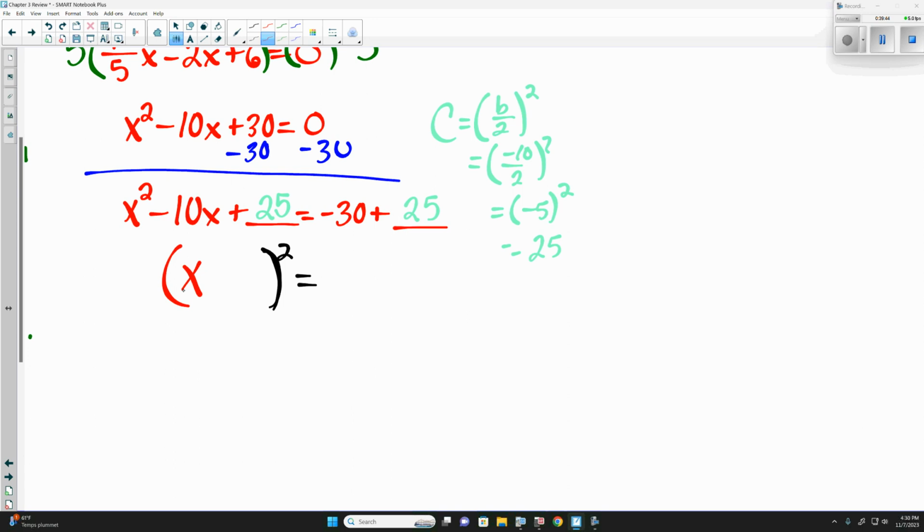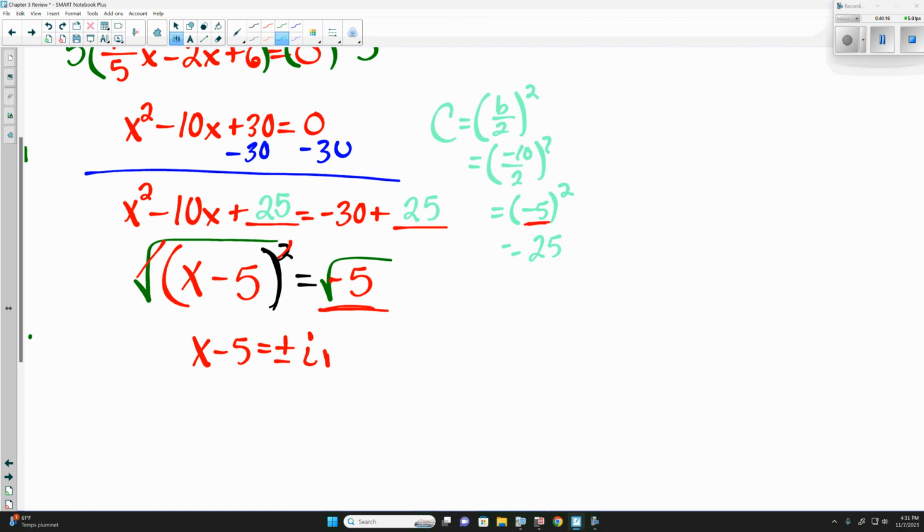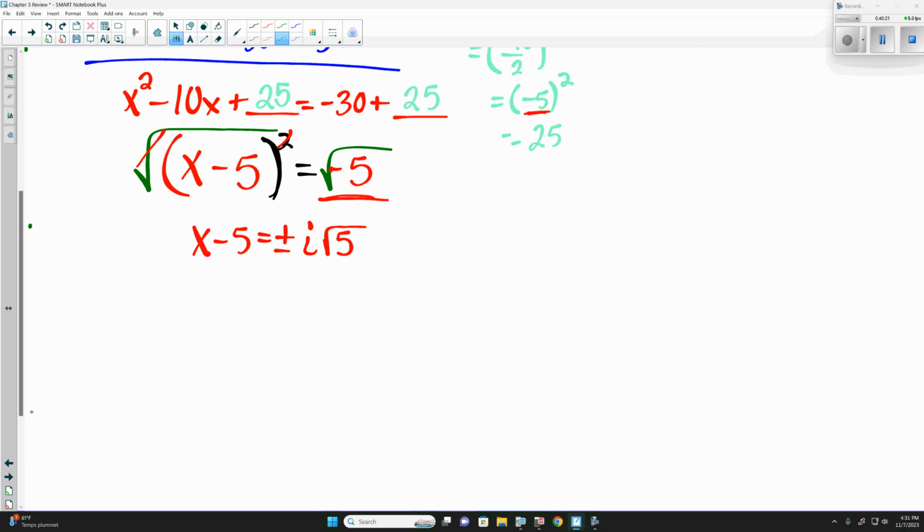So we'll have x. Now the number that goes inside the parentheses when we factor is the number that we have inside the parentheses before we square it to find our value of c, negative 5. On the other side, negative 30 plus 25 is negative 5. Now, since we have it factored, we can finish by solving. So we'll take the square root of both sides. Square root and square will cancel, telling me that x minus 5 is equal to plus or minus the square root of negative 5. Well, the negative would come out as i. Square root of 5 does not simplify, so we get this here.